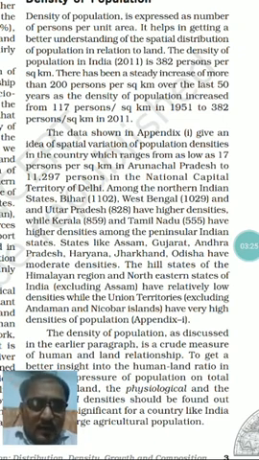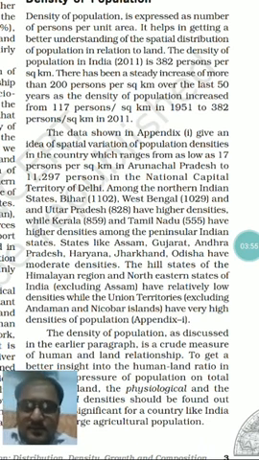If we look at the figure for India as per the census of 2001, there is a census every 10 years. The last census was in 2011, and before that in 2001. According to the 2001 census, the density of India used to be 314 persons per square kilometer. But in the 2011 census, the last census, it rose to 382 persons per square kilometer.